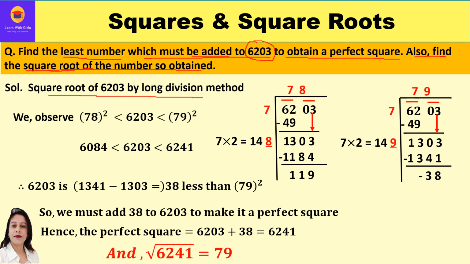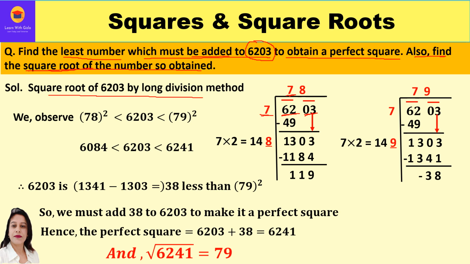In the long division method, the first step is to form the pairs starting from the ones digit. So the first pair is 03, the second pair is 62. These are also known as periods. Now we shall take up 62 and try to solve it by thinking of the largest number such that its square is less than or equal to 62. So I think the suitable number is 7, because if I keep 8 over here, 8 into 8 will become 64, which is more than 62. So 7 into 7 is 49, which is less than 62.